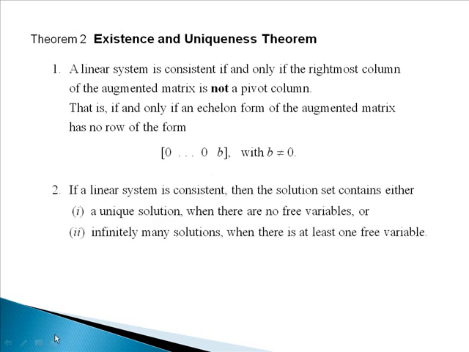Number 2, if a linear system is consistent, and this is what we looked at in examples 6 and 7, then the solution set contains either 1, a unique solution, as we saw in example 7, when there are no free variables, or 2, infinitely many solutions, as we saw in example 6, when there is at least one free variable.